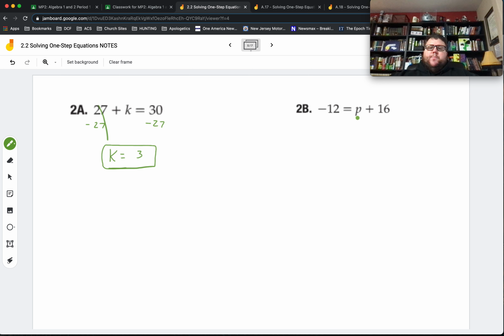Negative 12 equals p plus 16. P is what I want by itself, so I'll subtract 16 from both sides. The 16s cancel, and I'm left with p on the right side. But if you notice, these are both negatives. So a negative minus a negative is you add them up and keep the sign. Same sign, add them up and keep the sign. So 12 plus 16 is 28. And they're both negative, so it's negative. So p equals negative 28. And that's it for addition and subtraction.